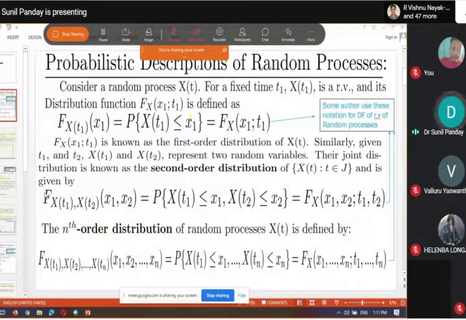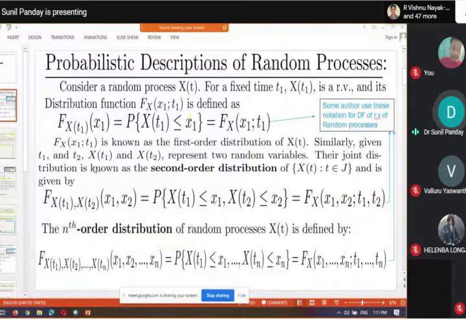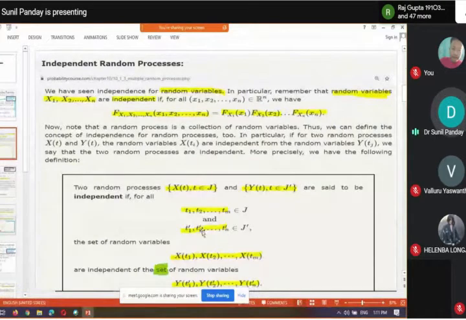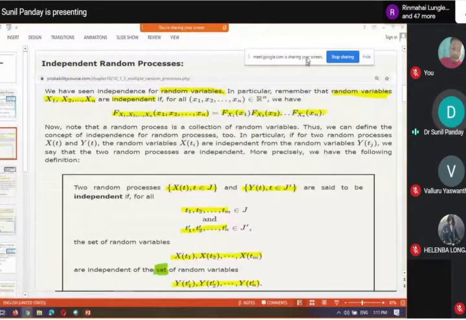So this is another notation. We have talked about the same thing. So now the concept of random processes.